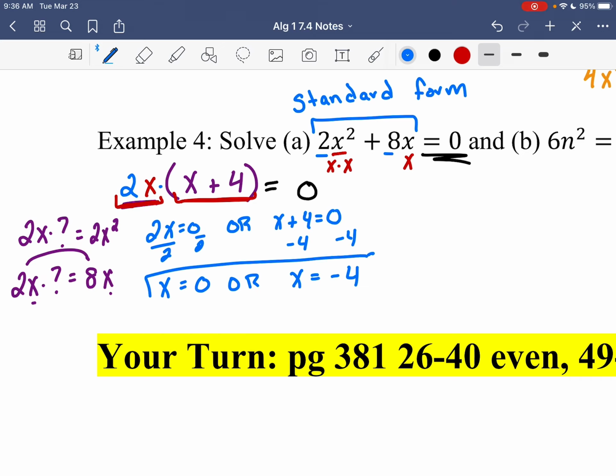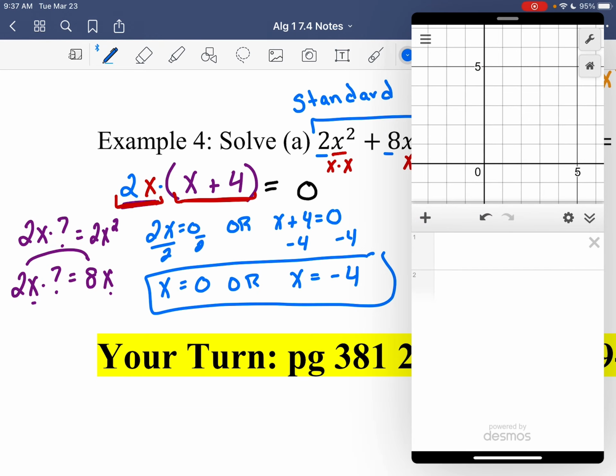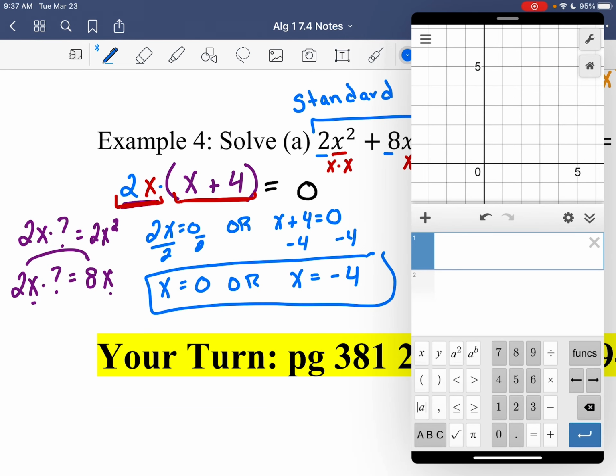So there's my solution, 0 or negative 4. And then I always, at this point, like to go to a calculator and make sure it worked. Okay, so I'm going to plug in the 0 for x, 2 times 0 squared plus 8 times 0, and make sure I get 0.